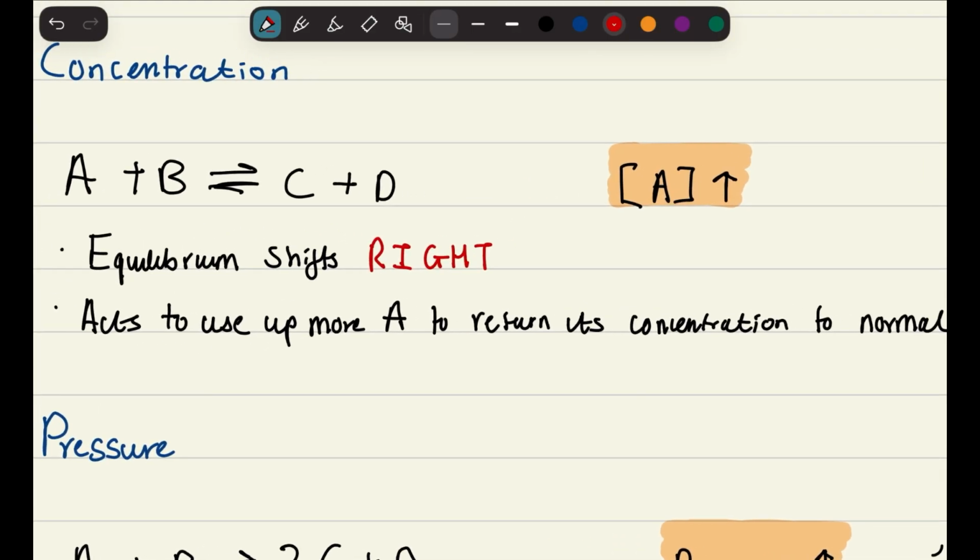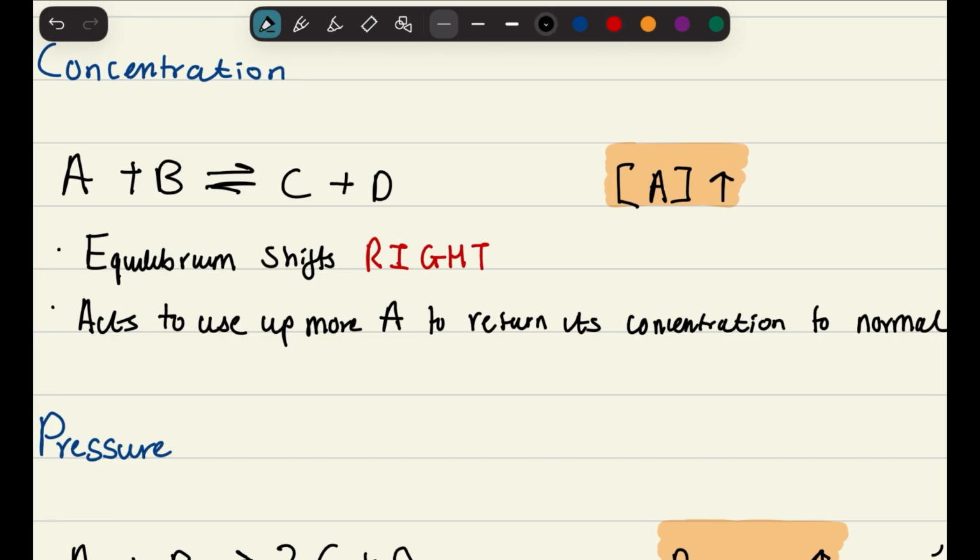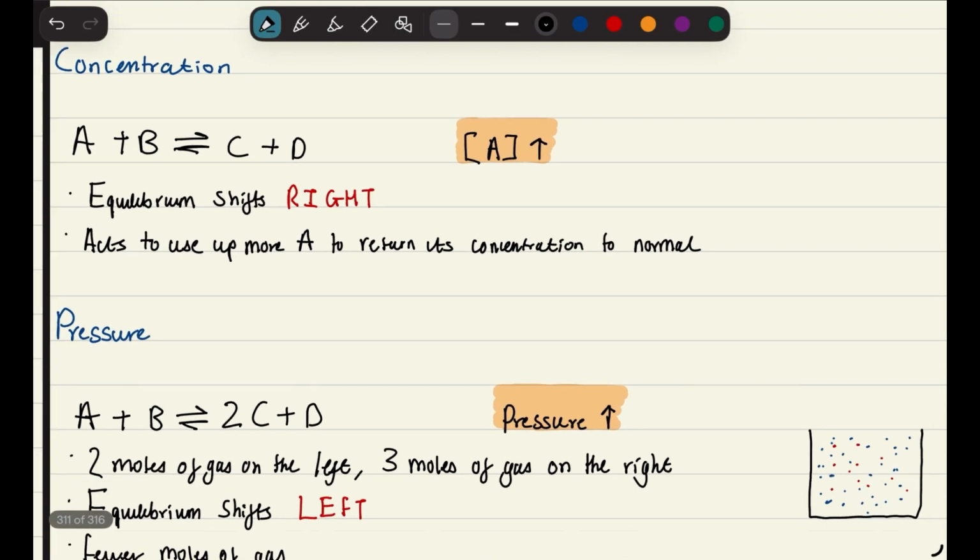Let's say, for example, the concentration of A increases. The square bracket notation means concentration. According to Le Chatelier's principle, we work to counteract any change to the system. So the concentration of A increases, and we now want it to decrease so that it goes back to normal. If we shift our equilibrium right towards the product, we use up more of reactant A so that it comes down, returning to its initial concentration. So increasing the concentration of a reactant shifts the equilibrium right. If we increase the concentration of a product, equilibrium will shift left, and vice versa. Just remember that, very important.